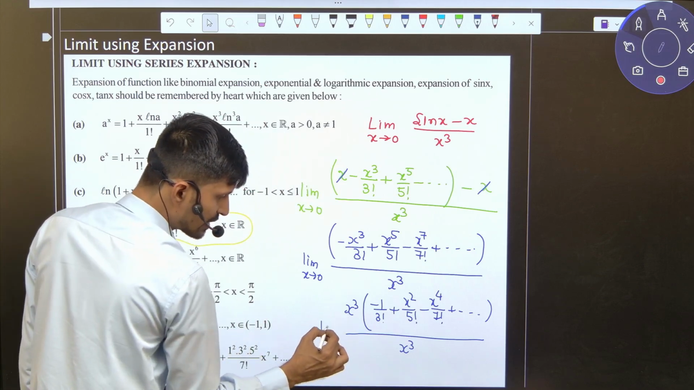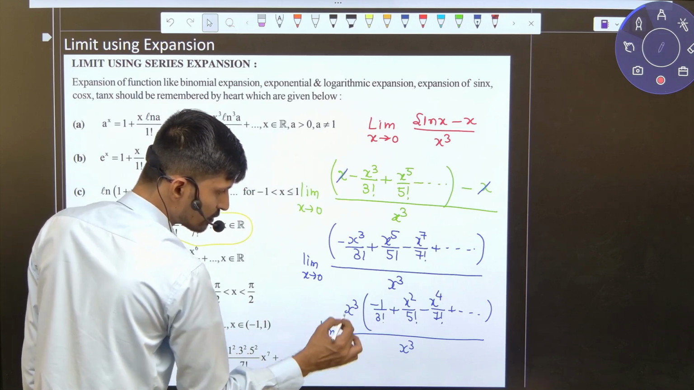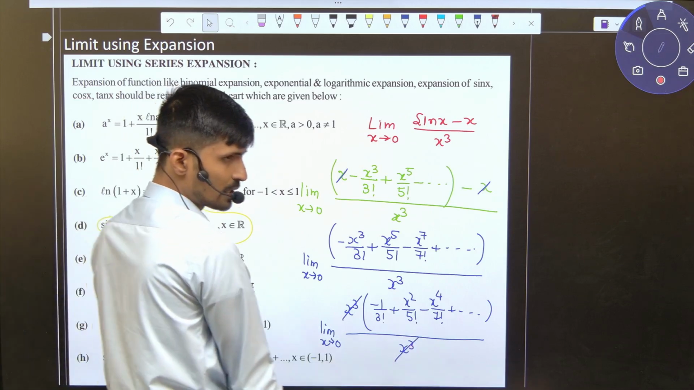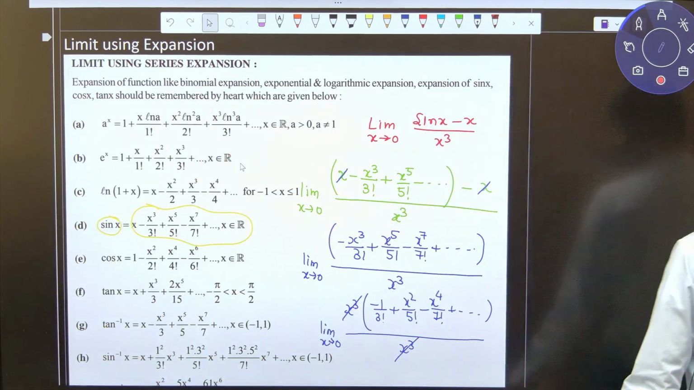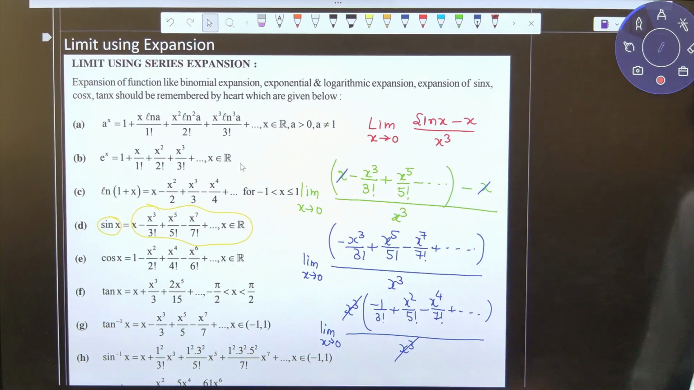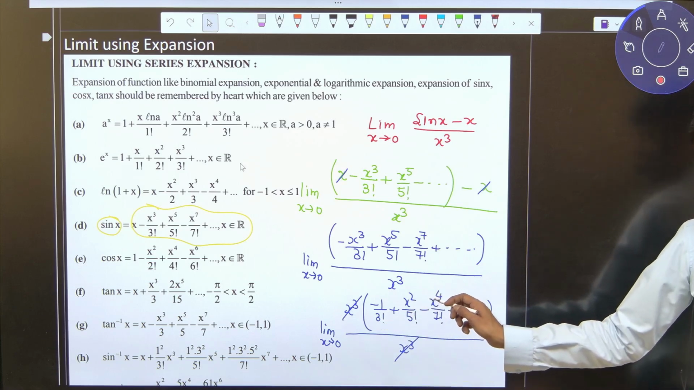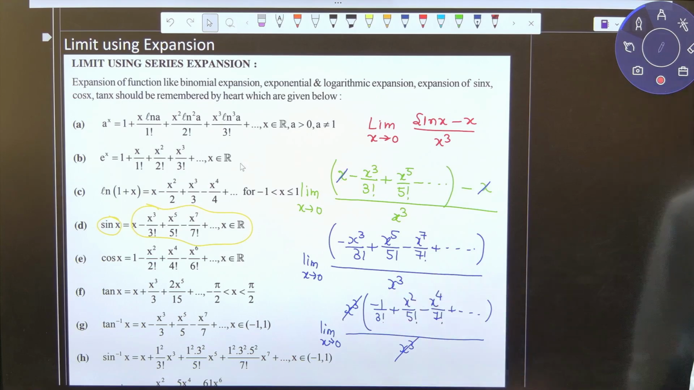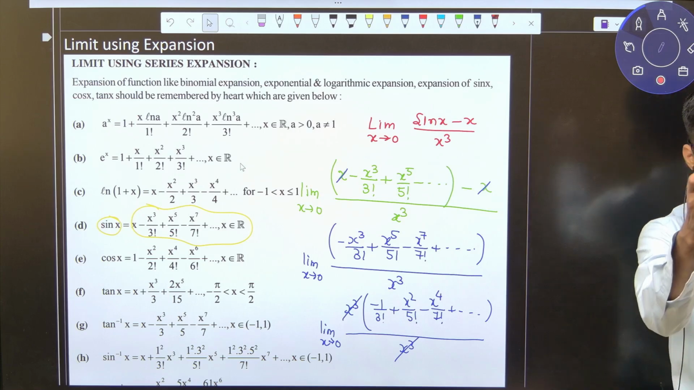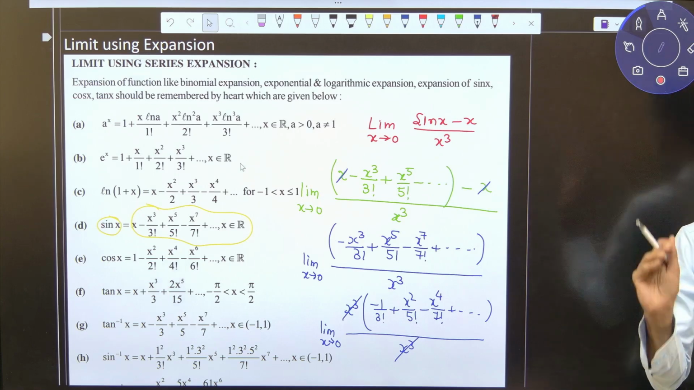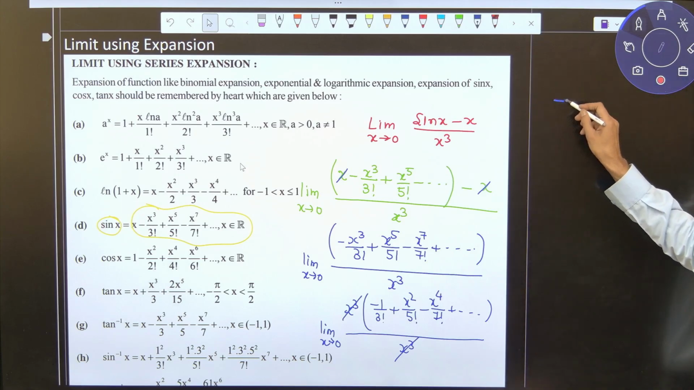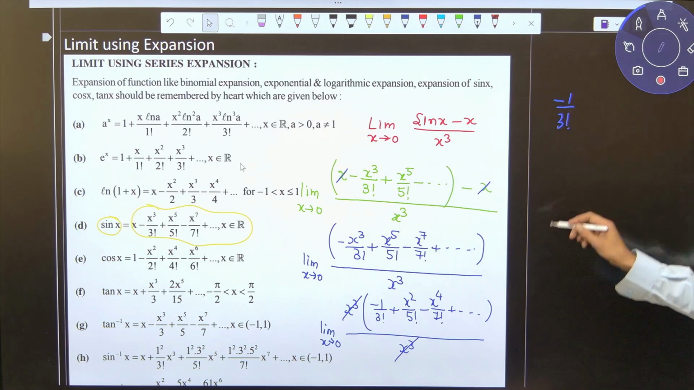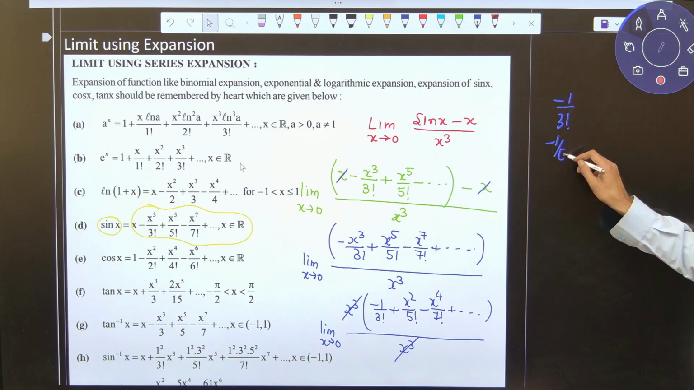These two x cubes are responsible for the 0 by 0 form. When you put x as 0, both are responsible for 0, so the common term gets cancelled. Now we put x as 0. So 0 square, 0 raised to 4, all become 0. Only minus 1 by 3 factorial will be left. So the answer will be minus 1 by 3 factorial, and 3 factorial is 3 into 2 into 1. The answer will become minus 1 by 6.